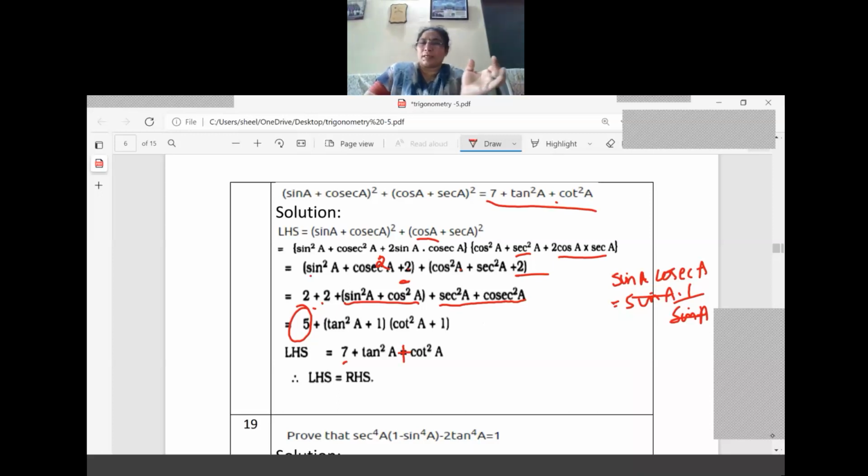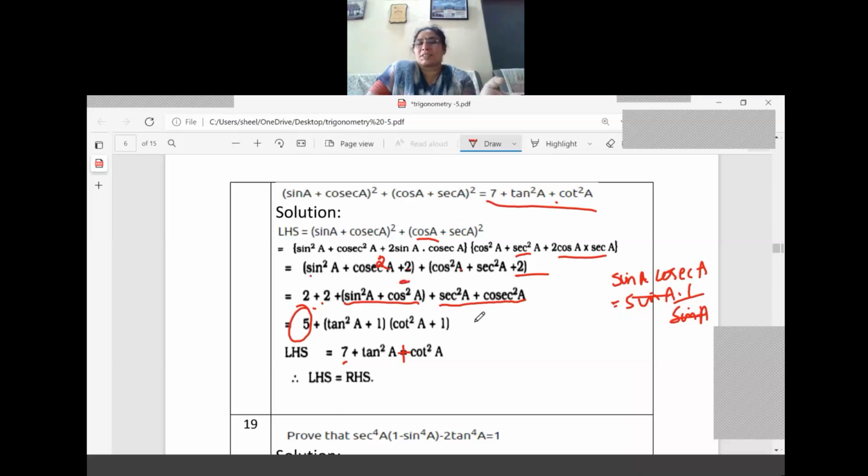It's a good question. So what is the concept we are using here? Again, we are using (A plus B) whole square. We have expanded (sin A plus cosec A) whole square plus (cos A plus sec A) whole square. (A plus B) whole square means A square plus B square plus 2AB. Similarly here, A square plus B square plus 2AB.